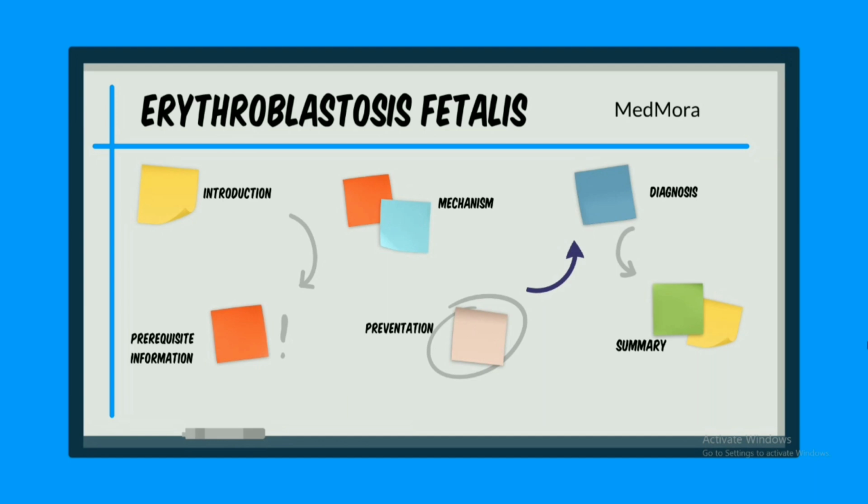In this video, we'll learn about a chronic anemic condition which is called erythroblastosis fetalis. Later, we'll understand why we called it like that. Let's go.